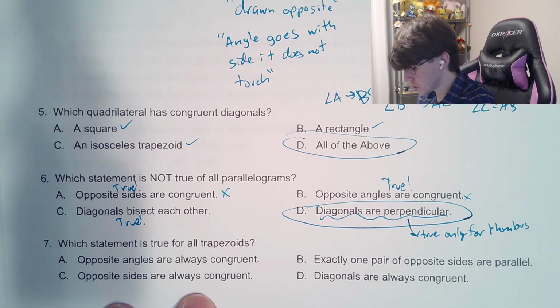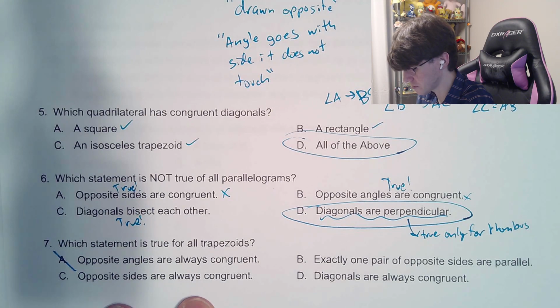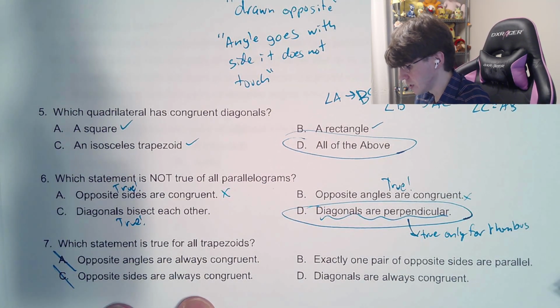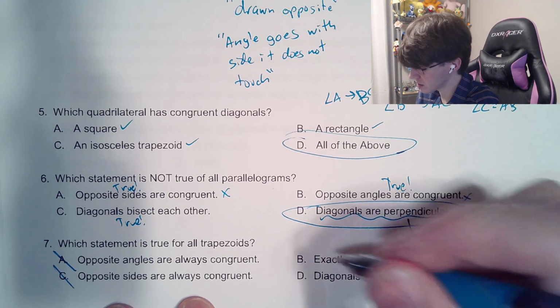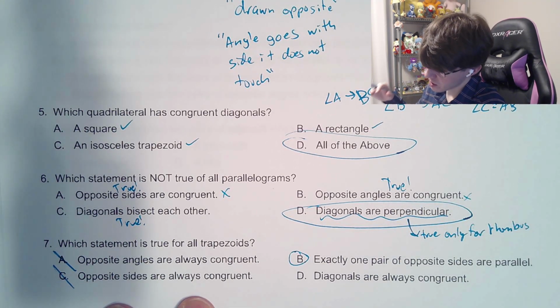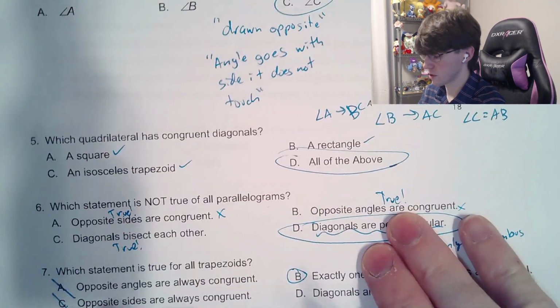Which statement is true for all trapezoids? So opposite angles are always congruent. In fact, completely false. Opposite angles are never congruent for trapezoids. That's just like total nonsense. Opposite sides are always congruent. Also total nonsense. That's a parallelogram. So those are both parallelogram rules. Exactly one pair of opposite sides parallel. That, boom, always is true. Diagonals do not have to be congruent. They could be. So letter B is what we're looking at for question number 7. And again, I'm just going to repeat it. You want to have that quadrilaterals packet out and ready to go for this test.